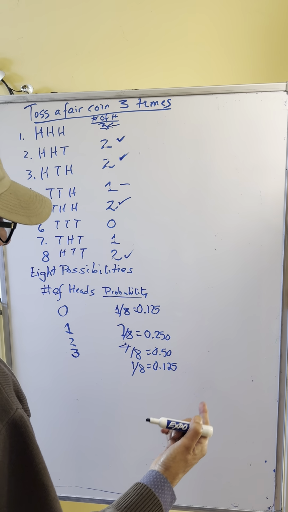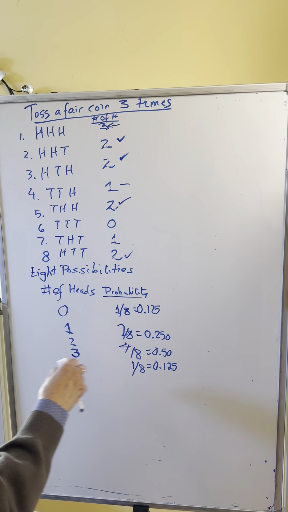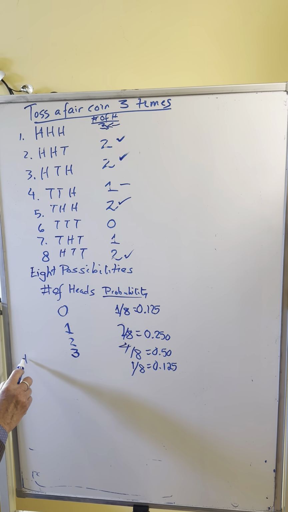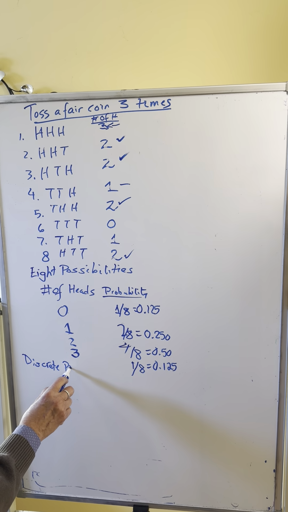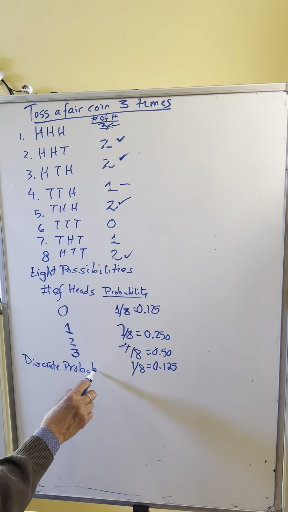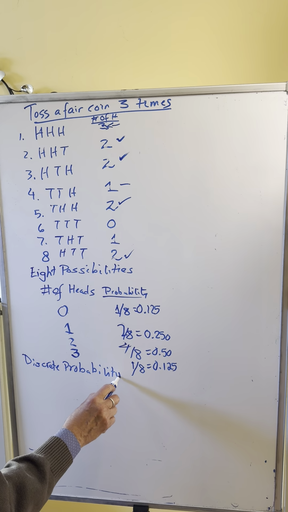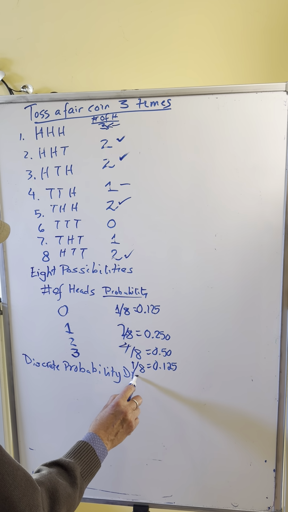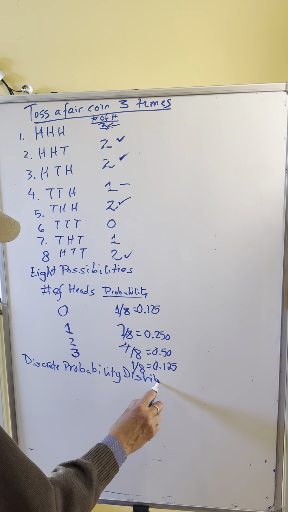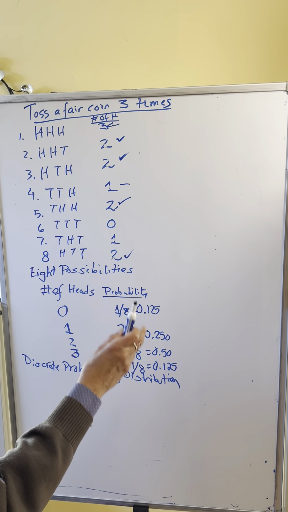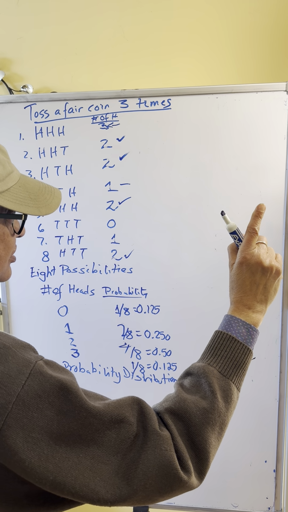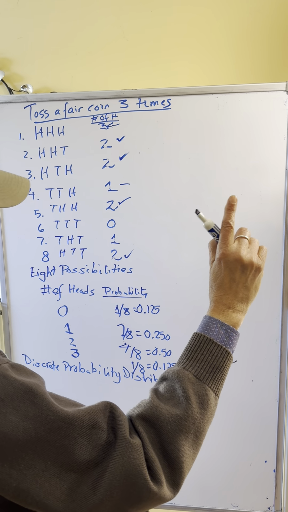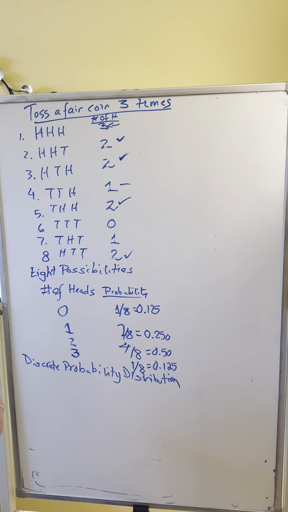Now we have to calculate the mean of this. So this is a discrete probability distribution. Why? Because the number of heads goes all the way from 0 to 1 to 2 to 3. The jump in number of heads is from 0 to 1, a discrete jump of 1. Then from 1 to 2, a discrete jump of 1. Then from 2 to 3, a discrete jump. You cannot have fractional heads. And this is a discrete probability distribution.